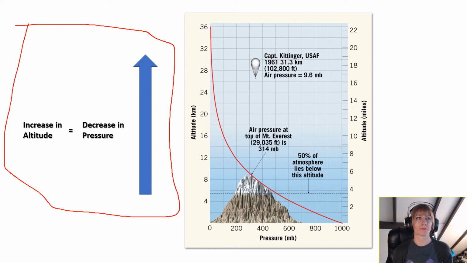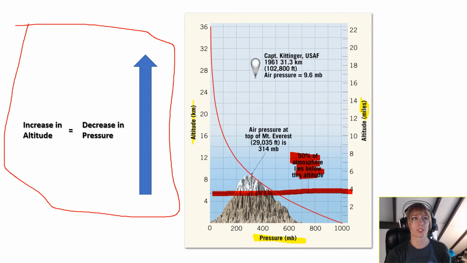Okay, so we have altitude and we have pressure. Over here we have miles. And what we notice is that 50% of the atmosphere lies below right here, which is probably like 5.5, 6 kilometers. It's close to about 4 miles above sea level. Okay, so this 0 is sea level, which is where we are in Florida.